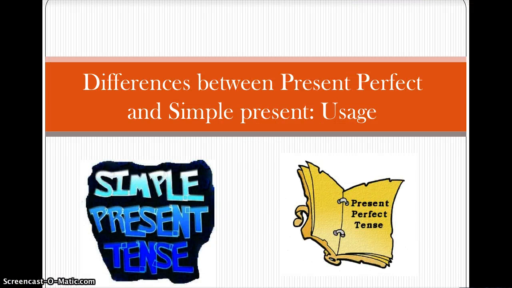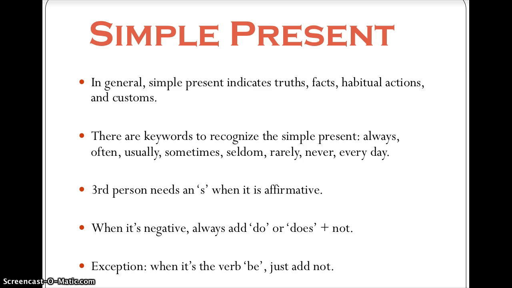Hi everybody! The subject of our first capsule is the differences between the present perfect and the simple present. So let's have a look at the simple present first. In general, the simple present indicates truths, facts, habitual actions, or customs.